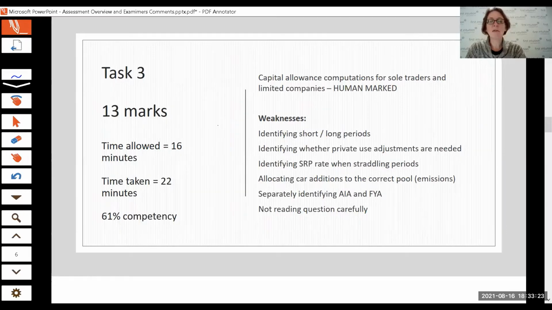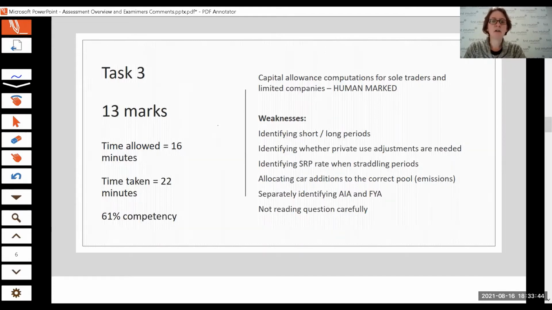The time allowed for this task in an assessment is 16 minutes. The time taken is 22 minutes. That's really very interesting to me that students are actually taking longer than allowed on this task, which presumably means, as we'll see with some of the other tasks, that time is being made up elsewhere. And I can see why this task takes a little bit longer.